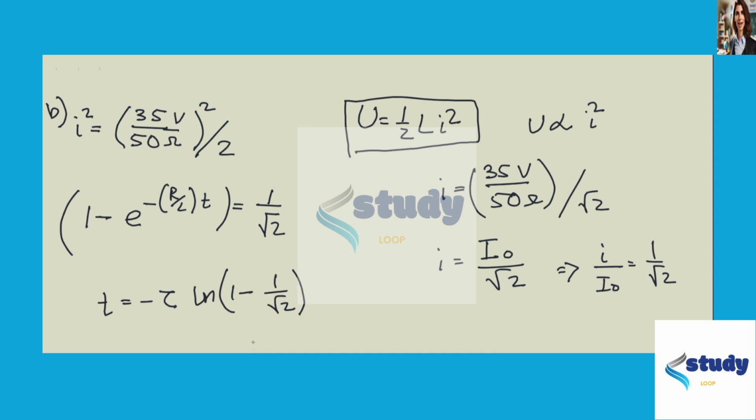And now if we use the given numbers, we'll see that the time is 3.07 times 10 to the power negative 5 second.